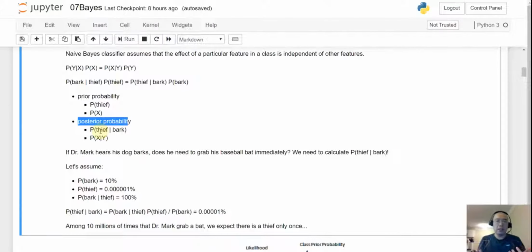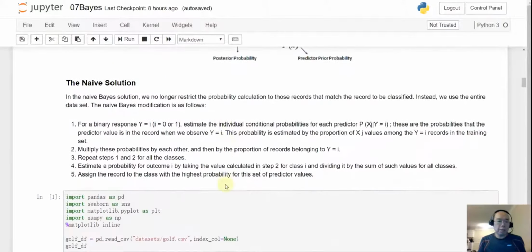For example, the probability that there is really a thief given the dog barks. Okay, so those are the two concepts, prior probability and posterior probability. And this is the process of how we can do naive Bayes. Instead of reading that to you, I'm going to walk you through how to do that with an example.